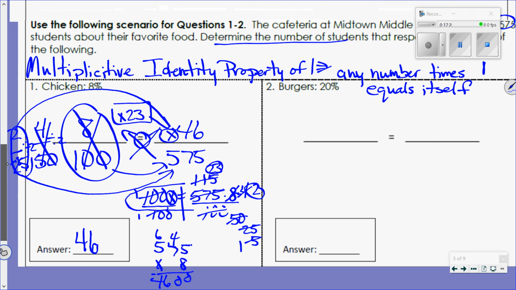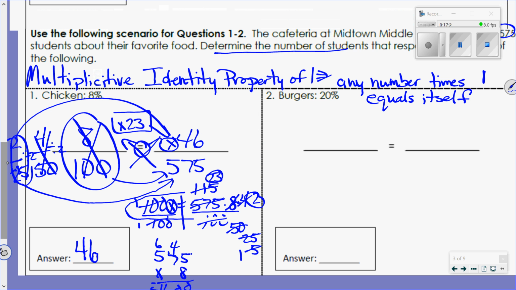Let's go ahead and look at our next one. There it is, 20%, so it goes over 100. Did anything change on the other side? No, still over 575, right? So I think most of you are going to enjoy the setback method still while these numbers are easy, so I'm going to show you that one first.